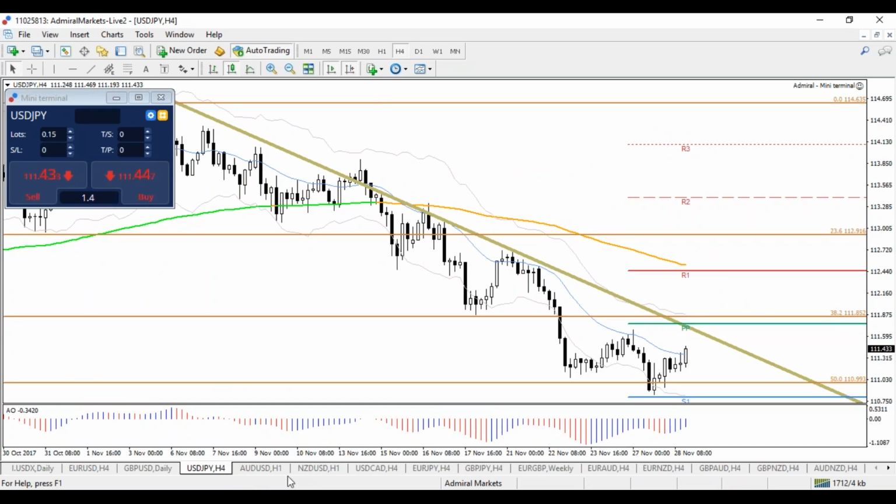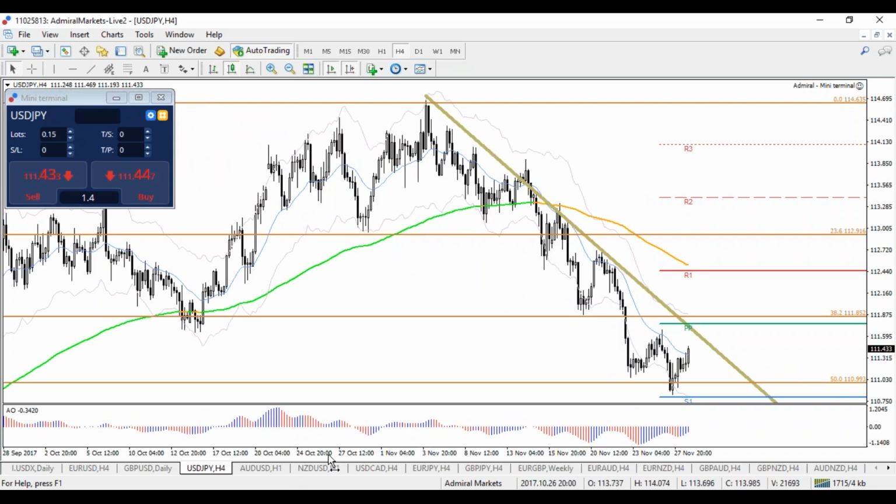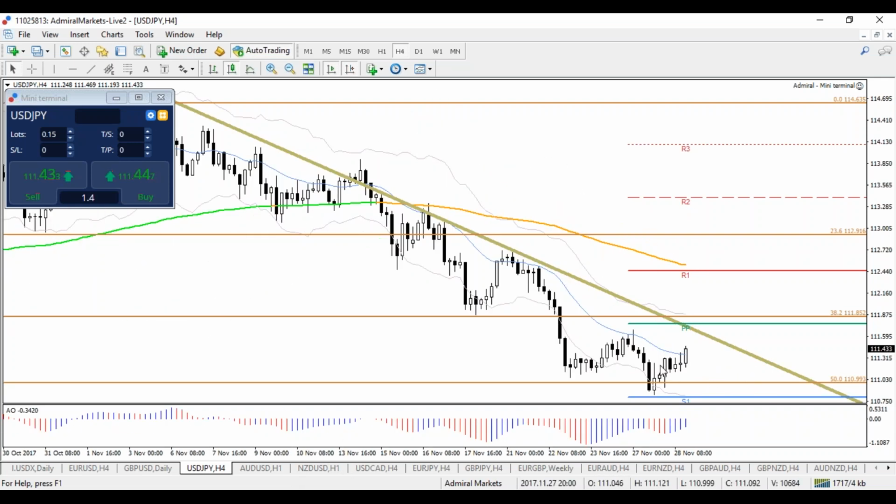Dollar yen. Don't see anything at this moment with the dollar yen. I was actually short. My trade just got exited for about half a loss, plus minus. I was expecting a continuation.